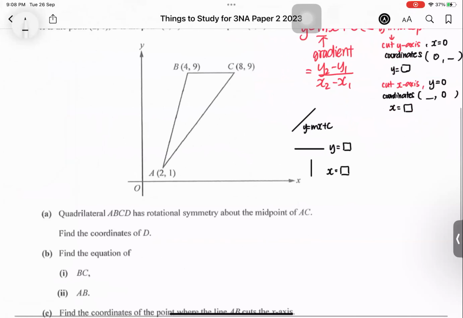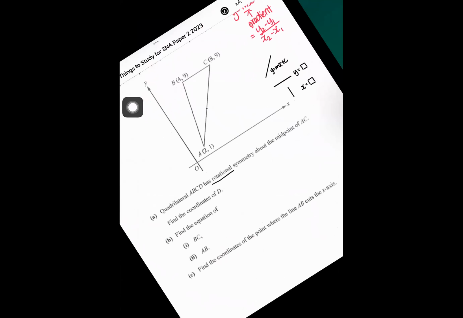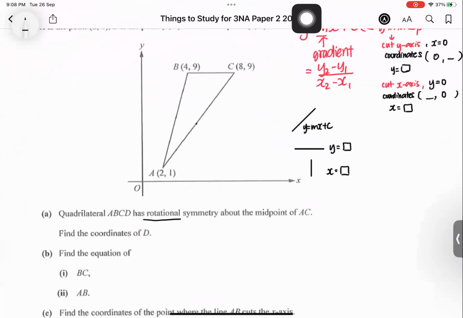The question says rotational symmetry. Alamak, what is rotational symmetry? Rotational symmetry means I need to rotate the diagram. So if I have a rotational symmetry about the midpoint of AC, that means in the middle of AC, I need to rotate. If you cannot, then you take your picture and you rotate one round, right? You'll notice that you need another point for it to look the same. You need another point here. Okay, rotational symmetry. So actually, what does it look like?